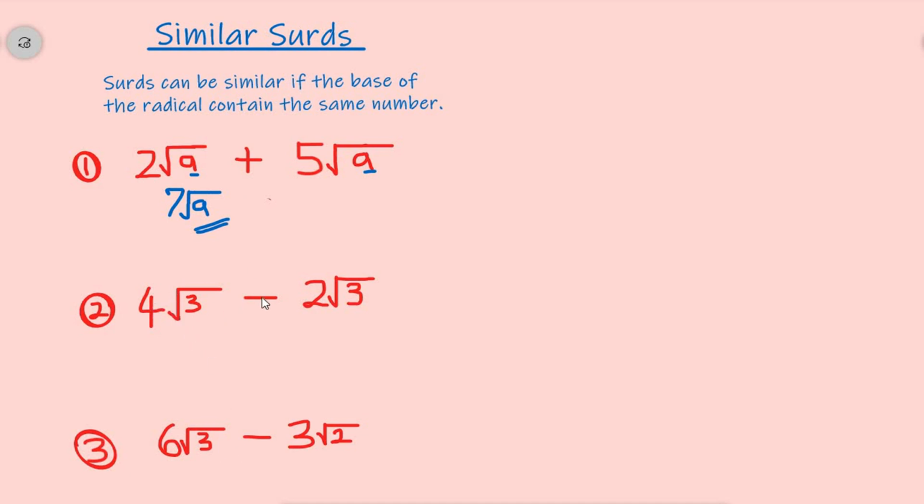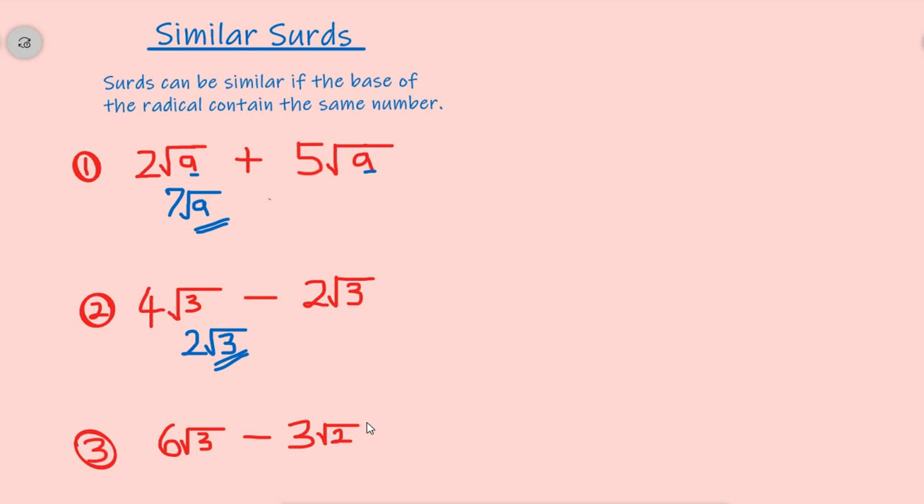Now we have 4 root 3 minus 2 root 3. Because these roots are the same, the base or the radicands are the same, we pick one of them. So as we just solve the normal calculation with the signs, now we have 4 minus 2 is 2. Then pick one. That's how to solve it. 3. Just pick one of them.